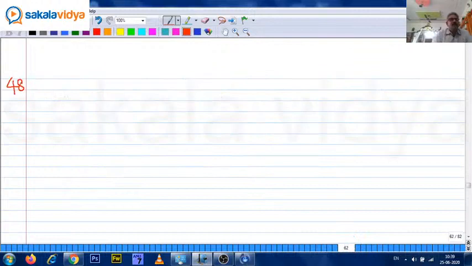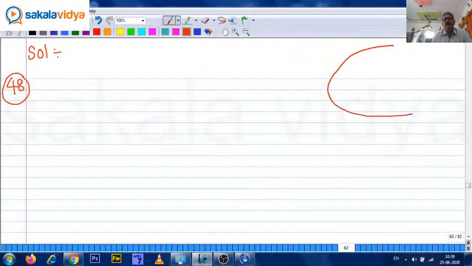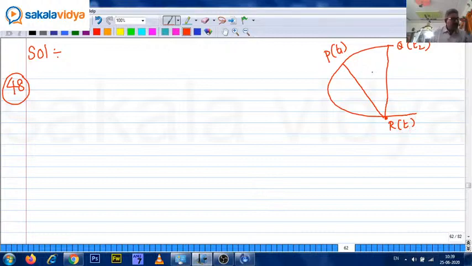48 solution. First let me draw the figure. The normal at this point P and the normal at Q meet at this point. Say P of T1, this is Q of T2, and say R of T. So we need to relate this T with T1 and T2.